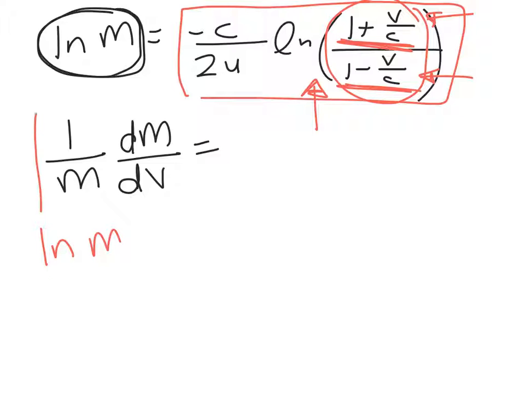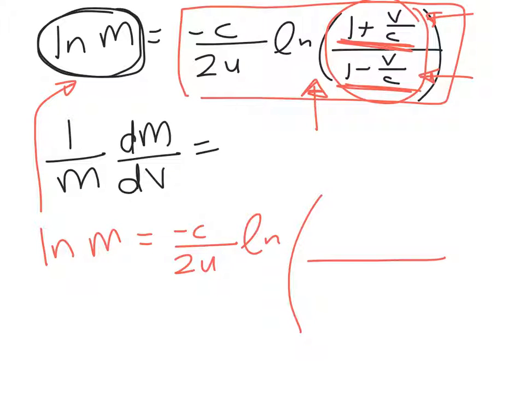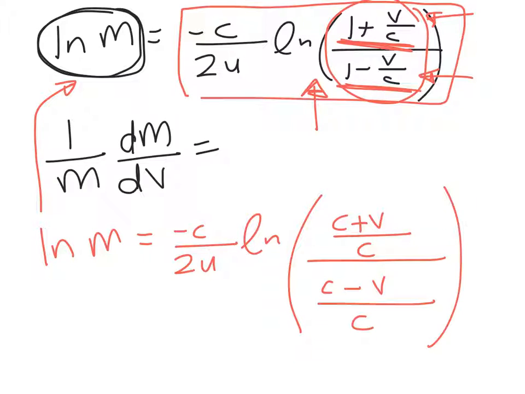Okay, so we're going to go back to here. Log of m is equal to negative c over 2u times the log of this thing here. Well, we can simplify the numerator by saying 1 plus v over c is the same as c plus v over c. We can simplify the denominator by doing something similar. So that's nice because now we've got a common term here. We can multiply top and bottom through by c. So we get the natural log of m is equal to this.